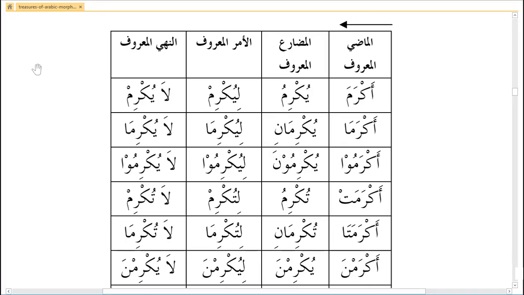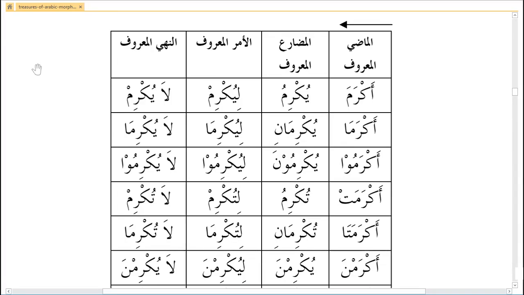Lesson 33. In this lesson, we will be learning the Sarfi Kabir of Babi Fa'al. In Babi Fa'al, we study Akrama.